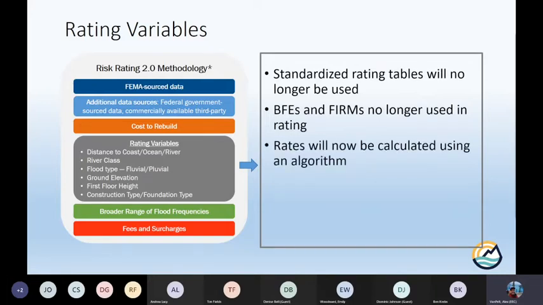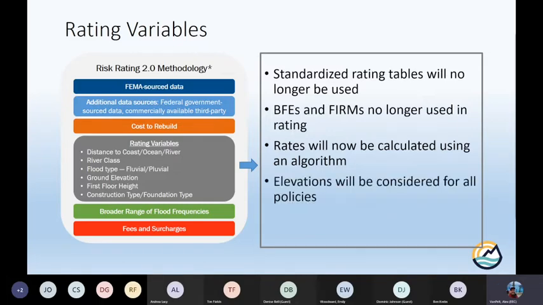So now what FEMA's doing is they're building this rating engine that's going to be available to all agents, that is going to have the algorithm for these different factors and how they're weighted built into it. So it's going to simplify the process while also considering many more variables. It's going to be easier for the agents while also more accurately reflecting risk.